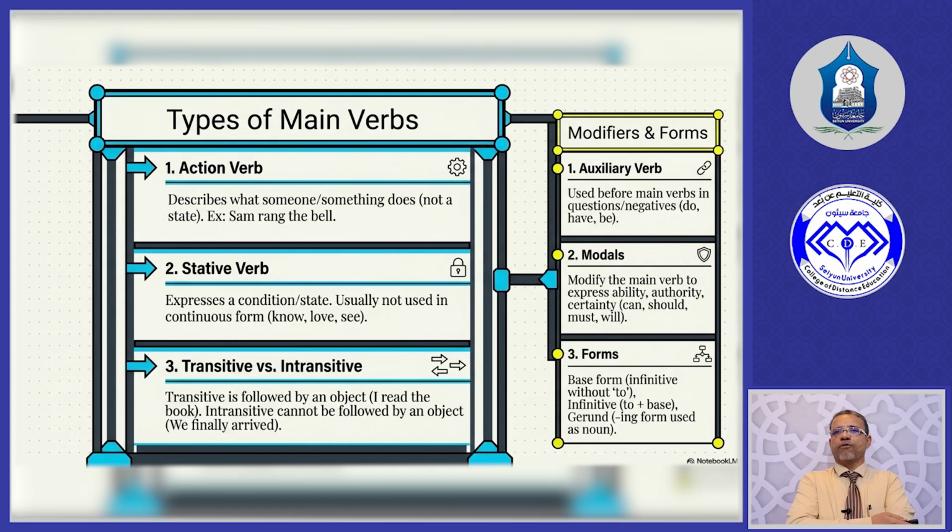have, be. For example, I don't go to school on Fridays. Have, okay, I have been to Dubai. Be: is, was, were, are, am, all these. We call them auxiliary because they come with the main verb. Modals, as I said before, modify the main verb to express ability, authority, certainty, and so on. So it depends on the idea you want to express.